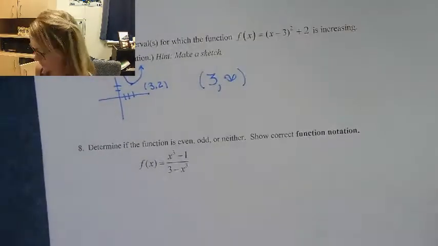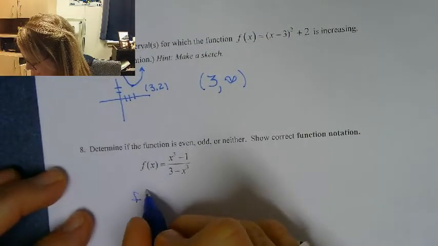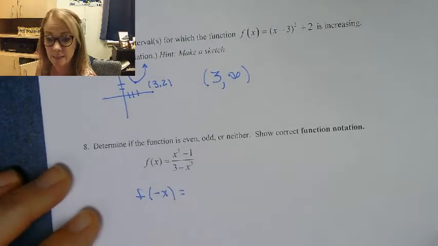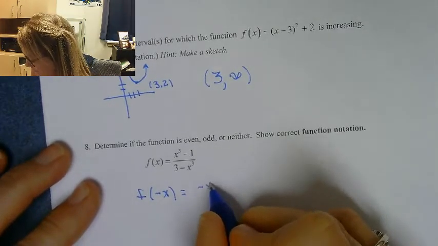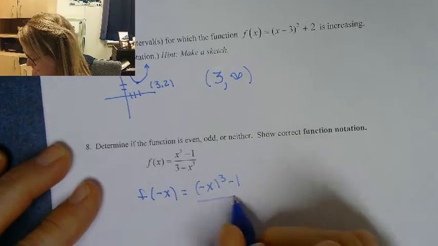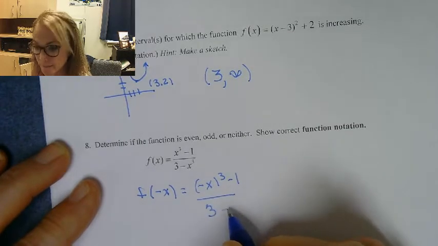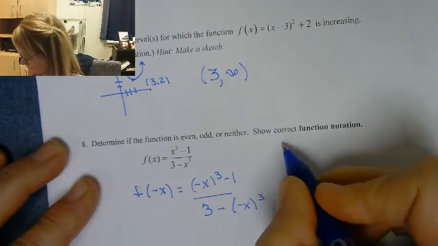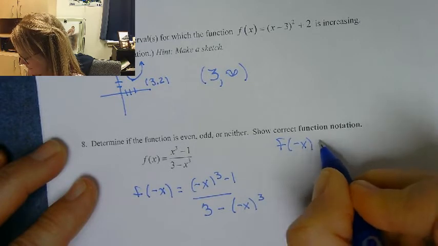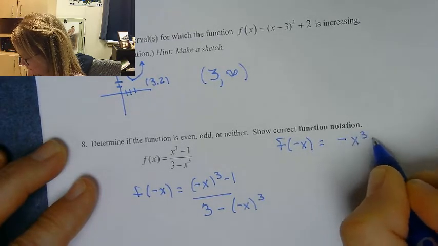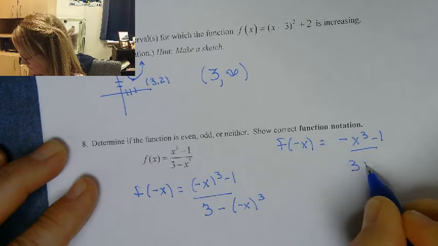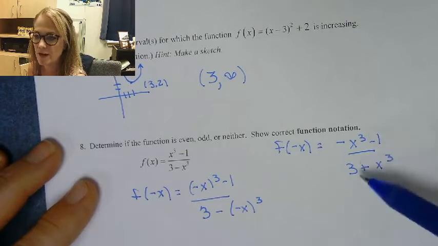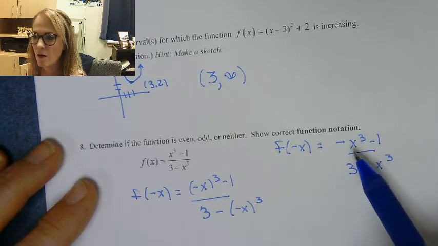Show correct function notation. So what do we do here? We plug in a negative x and we analyze the result. So what I wrote right there is saying I'm plugging in a negative x. So a negative x, quantity cubed minus 1, and then 3 minus negative x, quantity cubed. All right, I'm going to move over here because I'm running out of room. So f of negative x here, that's going to be negative x cubed minus 1, and that's going to be 3 plus x cubed.